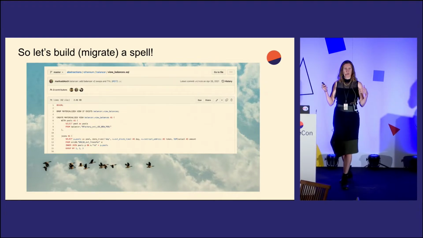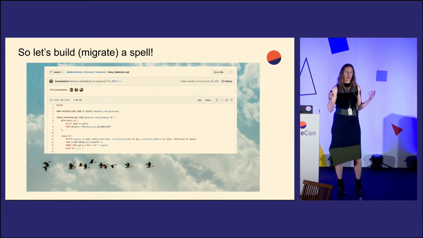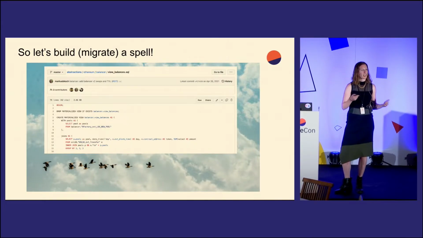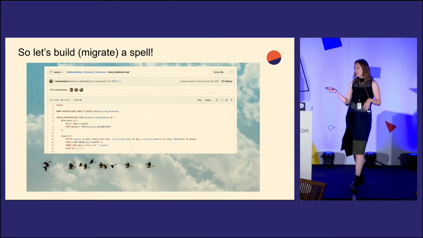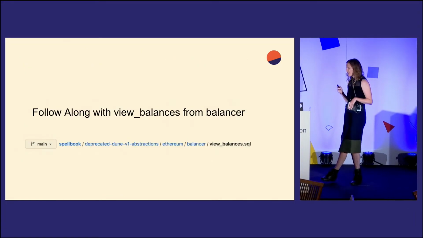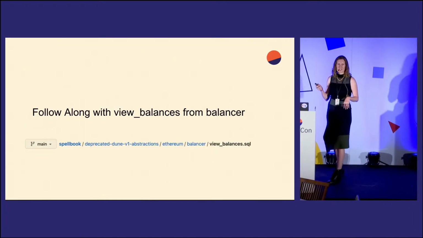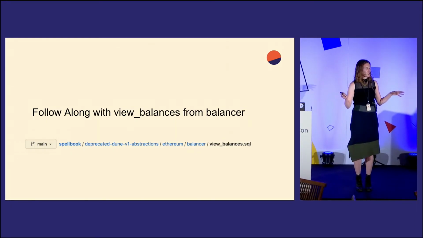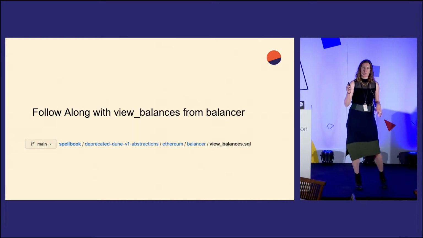All right, we're going to try to actually build a spell now. We're going to do a migration because we all already know SQL super well. We are just going to take something that was already written and convert it into DBT. So I've selected view balances from Balancer. I tried to be egalitarian and pick a random project so I wasn't showing too much favoritism. And this is the one that I landed on.